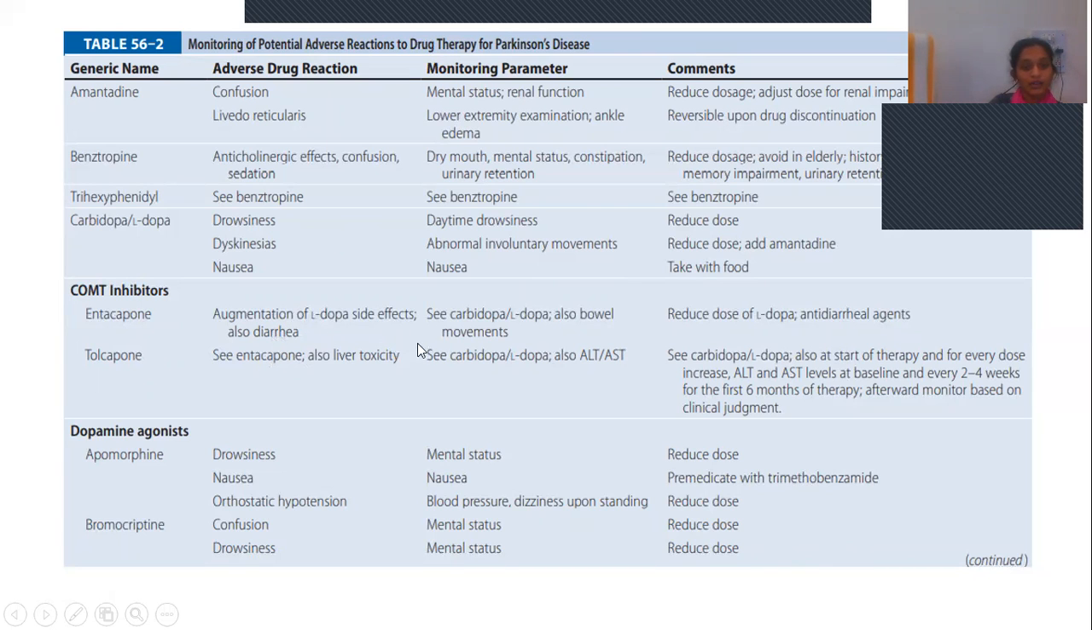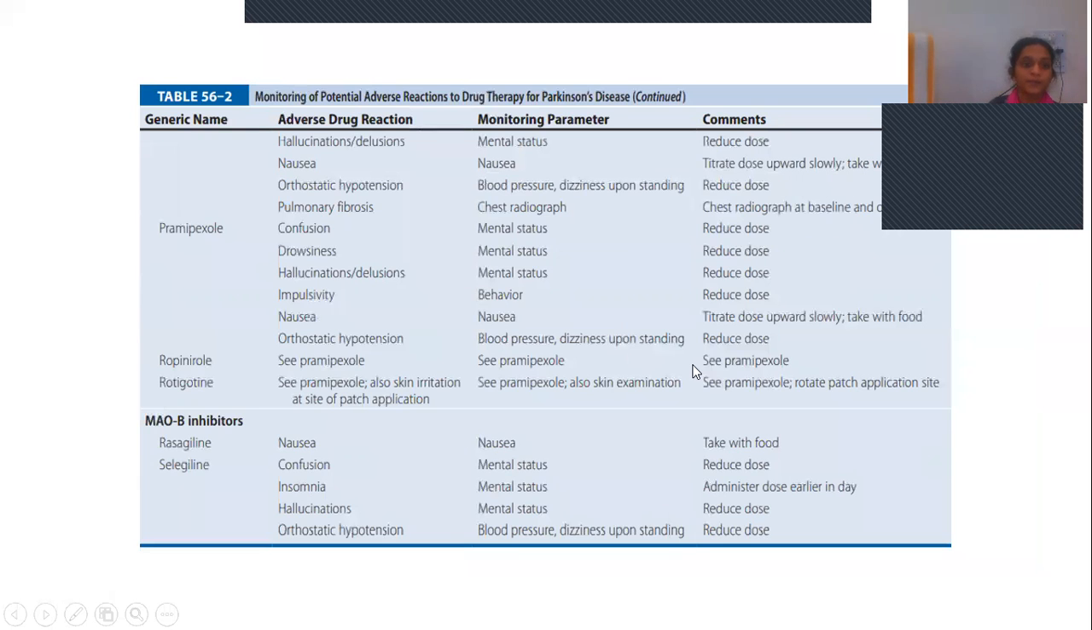COMT inhibitors like entacapone or tolcapone cause augmentation of L-DOPA side effects and also diarrhea, so reduce the dose of L-DOPA and add antidiarrheal agents. And apomorphine and the dopamine agonist bromocriptine also cause these kinds of adverse drug reactions, so again we have to reduce the dose. And for pramipexole, ropinirole, and rotigotine, for all these we have to reduce the dose. We have to check their mental status, behavior, and blood pressure, and depending on that, decide whether to reduce or titrate the dose, and give along with food.